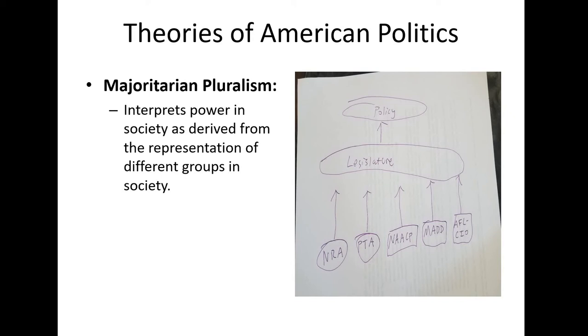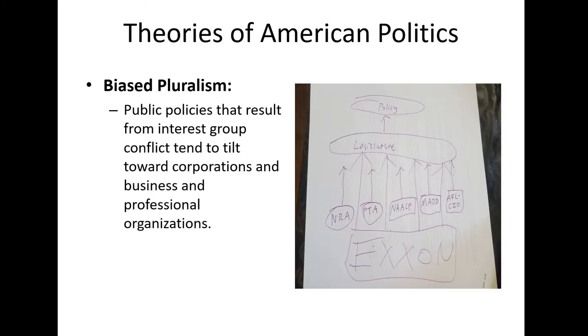Last is bias pluralism. The public policies that result from interest group conflict tend to tilt towards corporations and business and professional organizations. So you have all of these interest groups, but then you've got Exxon also lobbying. According to bias pluralism, policies are going to tilt more in favor of corporations that lobby.